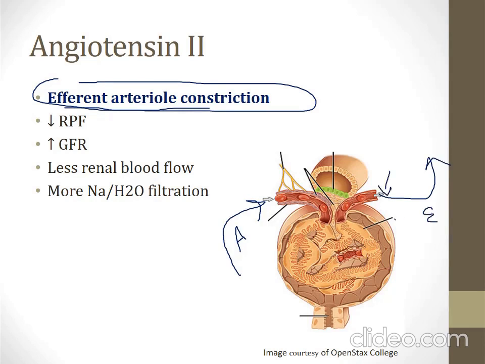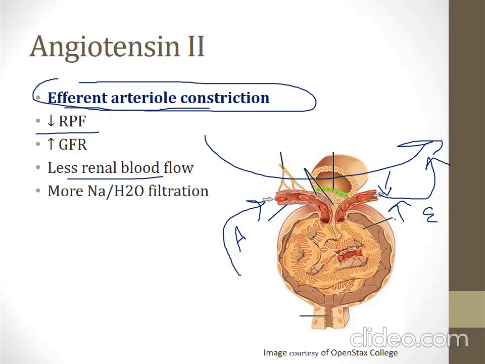If we vasoconstrict the efferent arteriole, this will increase the resistance to flow through the system, and this will decrease the renal blood flow or renal plasma flow. And that's going to achieve one of those major goals we talked about in the big picture. We're going to decrease the renal plasma flow. There will be less renal blood flow in general.